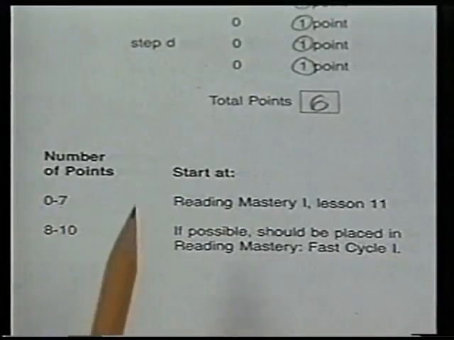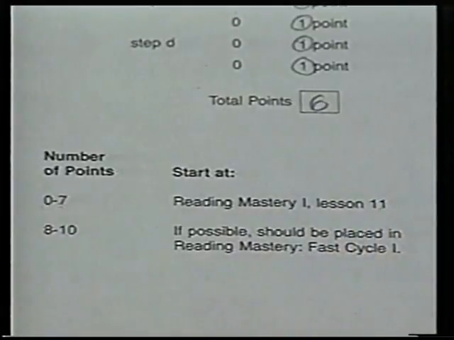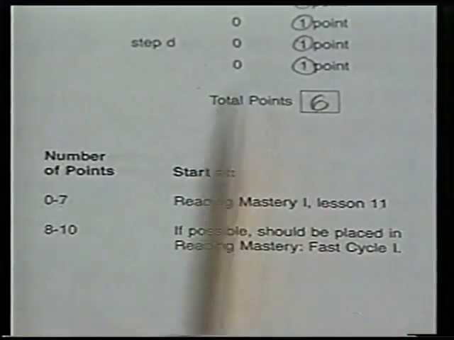Now look at the bottom of the score sheet under Part 2 for placement information. Children who score 0 to 7 points like Mary did on Part 2 begin with Reading Mastery 1, Lesson 11. Children who made 8 to 10 points begin, if possible, in Fast Cycle 1, Lesson 1. If you have only the Reading Mastery 1 program, you can use the Reading Mastery 1 material beginning students at Lesson 11 and try to do 2 lessons or more a day. I'll discuss more about acceleration procedures later in this tape series.